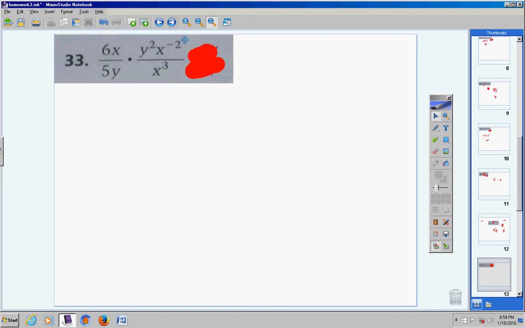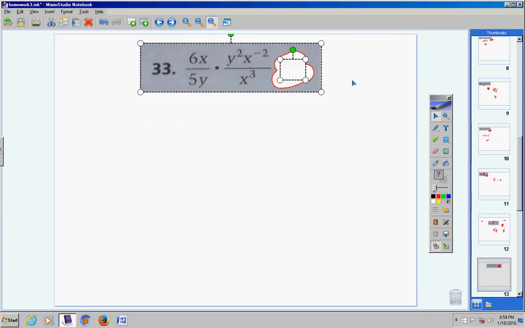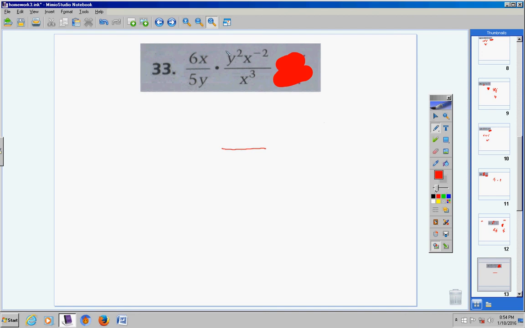Alright, number 33. Okay, now we're getting some more complex problems. Alright, look, we're multiplying two fractions together. So I'll put my fraction bar here. Here we go. My coefficient here is 1. So 6 times 1 is 6. X times x, I'm multiplying like bases, so write the base once. Add 1 and a negative 2, that's a negative 1. I have a y squared here. There's no y over here to multiply with it, so just put y squared.